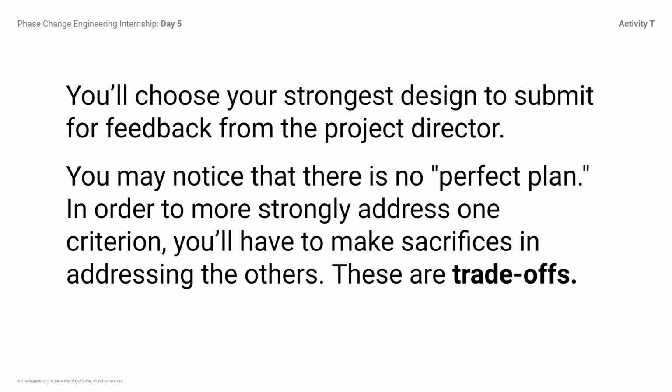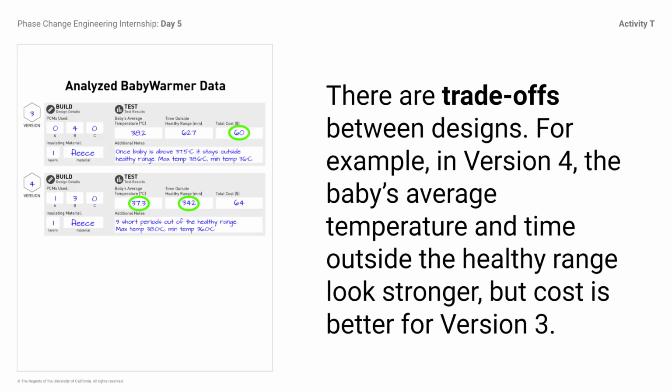You'll choose your strongest design to submit for feedback from the project director. You may notice that there is no perfect plan. In order to more strongly address one criterion, you'll have to make sacrifices in addressing the others. These are trade-offs. There are trade-offs between designs. For example, in version 4, the baby's average temperature and time outside the healthy range look stronger, but the cost is better for version 3. If we want to keep a strong average temperature and time outside of the healthy range, we may want to be okay with having a higher total cost. These choices will depend on what you have identified as a priority.